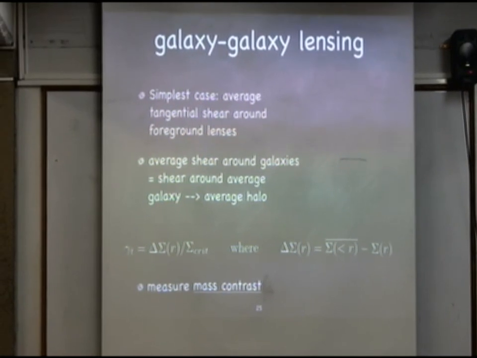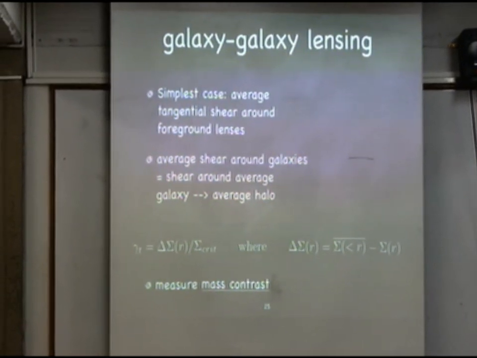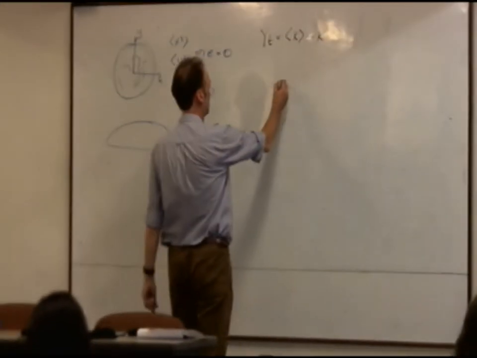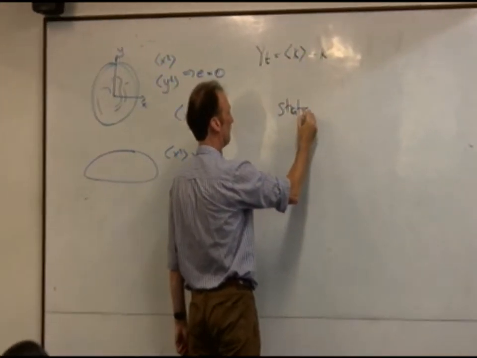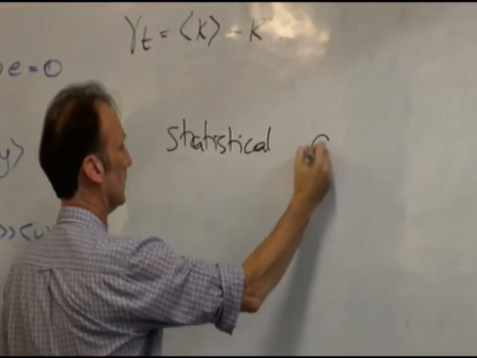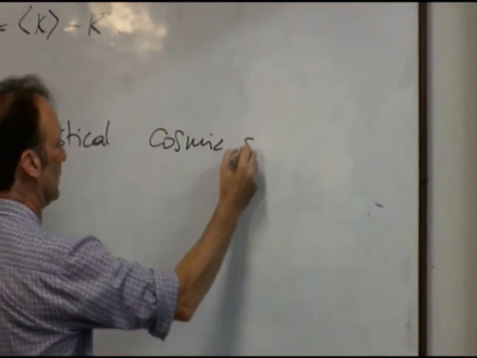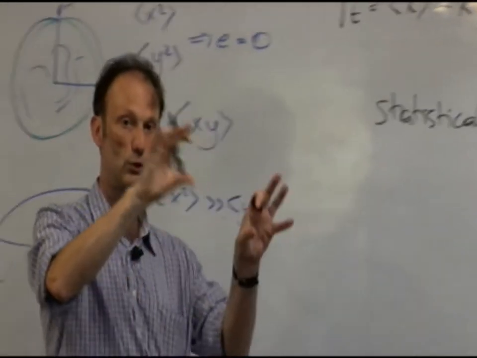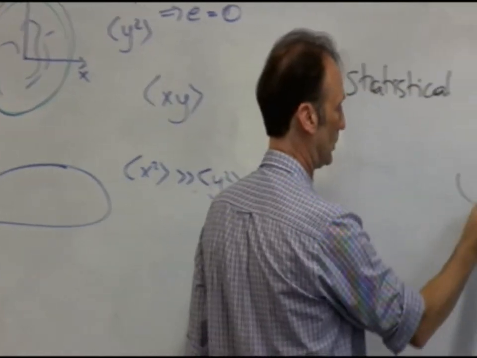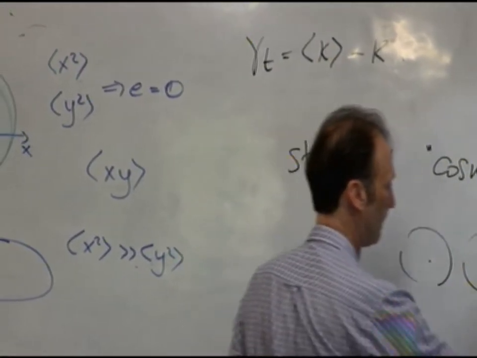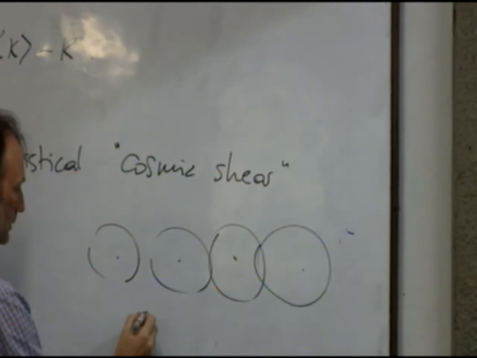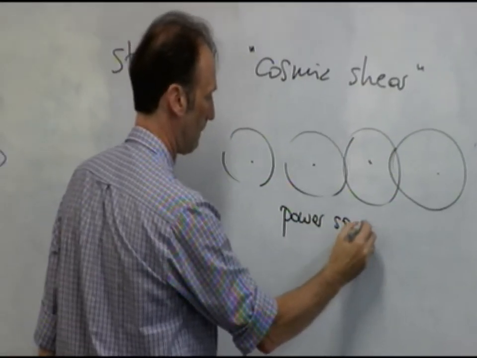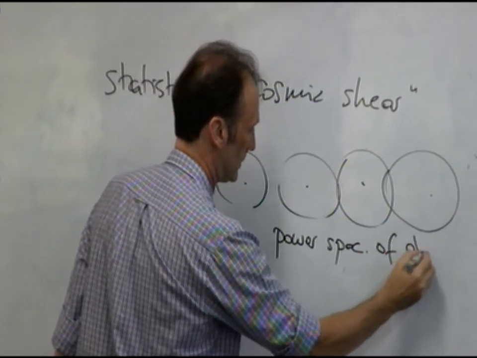So that's the two different kinds. You can do the statistical cosmic shear, and there you don't care where you put the circles. You take your sky and you put circles down everywhere, and you simply measure the power spectrum of the mass density.